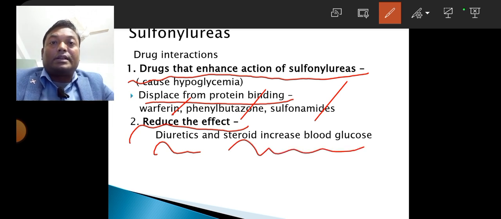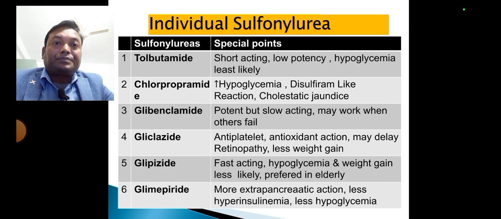That is, diuretics or steroids increase blood glucose level. When you take sulfonylurea with these diuretics or steroids, they will increase the blood glucose level, while the action of sulfonylurea is to reduce the blood glucose level, so the actions interact with each other. So these are some drug interactions of sulfonylurea.